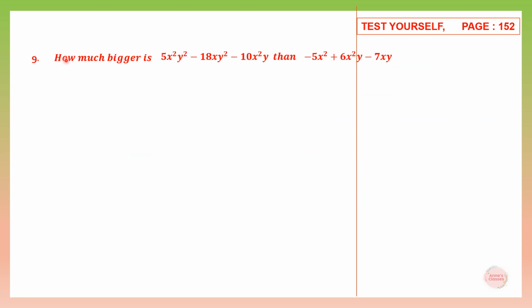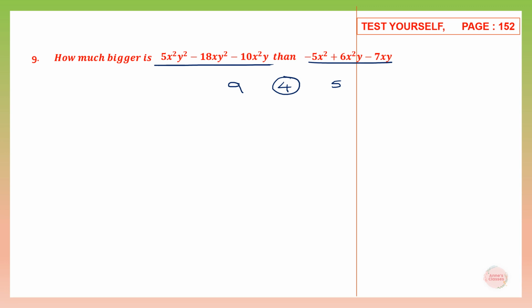Question 9. How much bigger is this number than this? So that means this is bigger, isn't it? This is bigger than this. Let's substitute with numbers. Now 9 is bigger than, say, 5. By how much is 9 bigger than 5? By 4, isn't it? We know the answer. It's bigger than 5 by 4.